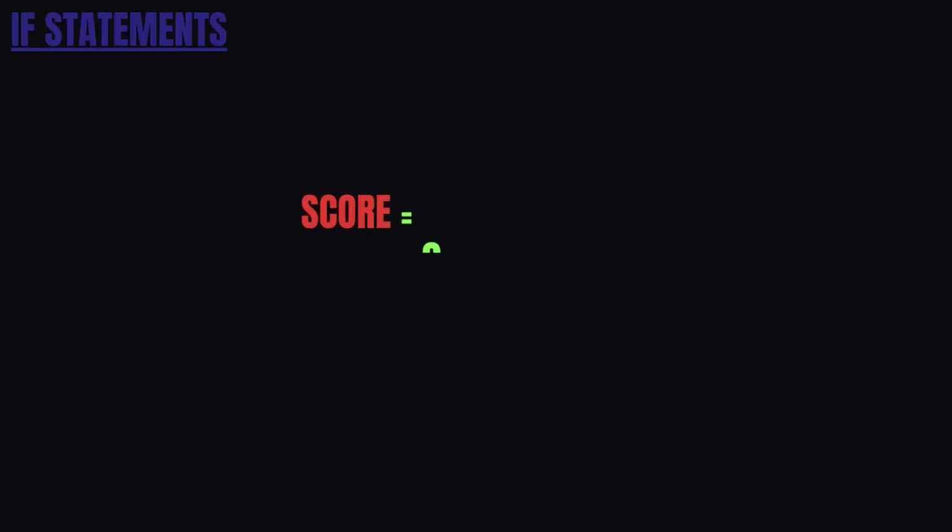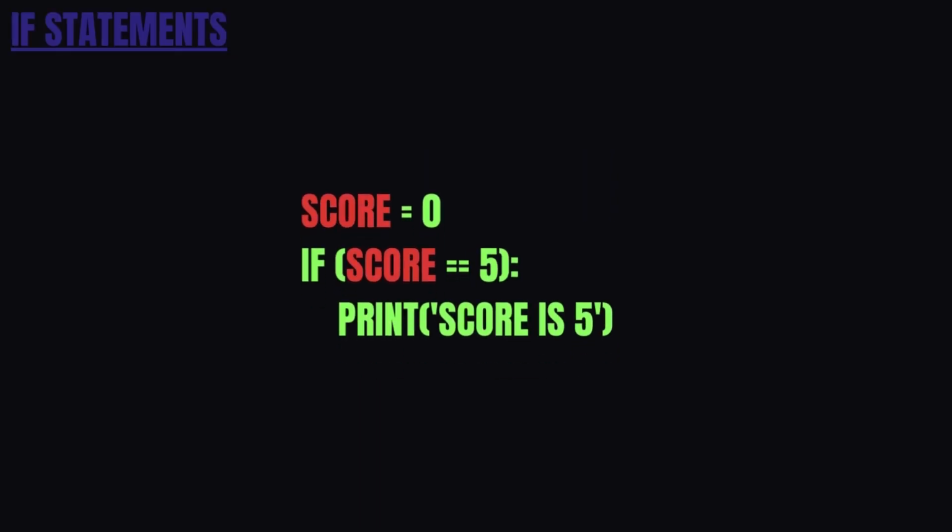Starting with if statements. They are used to check if a variable is equal to something. On the first line, we have a variable called score, with an integer value that is 0. On the next line, we write if. Then the condition. This condition has to be true for the code in the if statement to run.